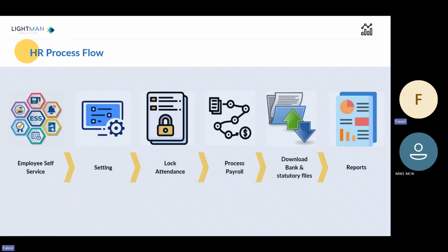Alright, so this is the HR process flow. So we have 1, 2, 3, 4, 5, 6 on this one. So first, we go to the employee self-service. Second, we go to the setting. Third, we go to the log attendance. Fourth, we go to the process payroll. And next is download bank and statutory file. The last one, we view the report.